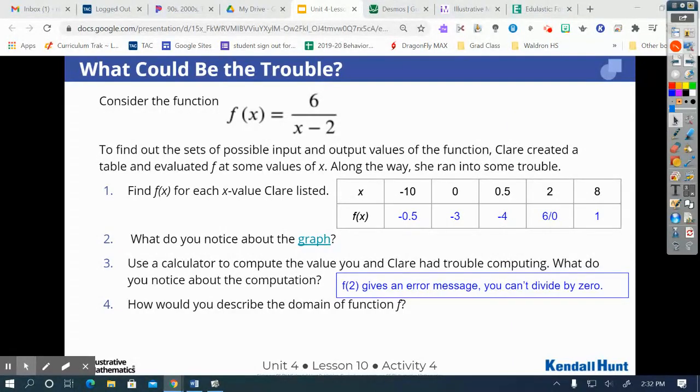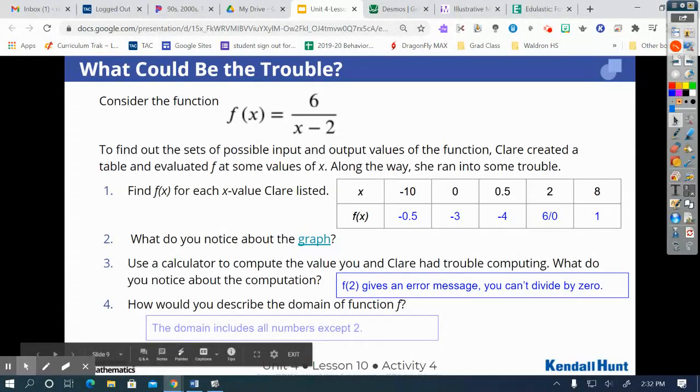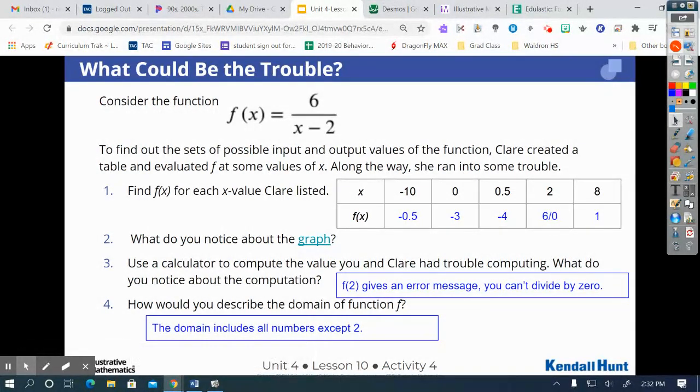So when we're describing the domain of this function, we would say that it would be all values except for 2, because our domain, we had values less than 2 and they had an output, and values greater than 2 had an output, but at 2, it was undefined. So this domain includes all numbers except for 2.